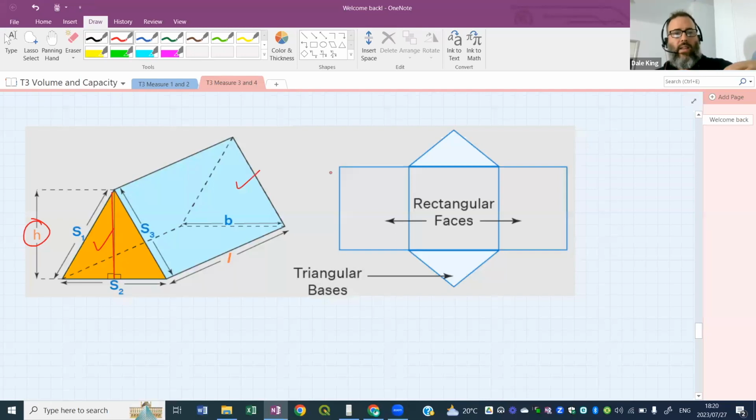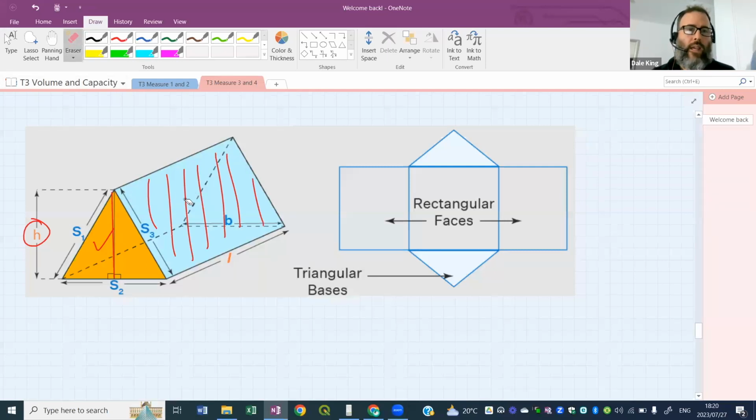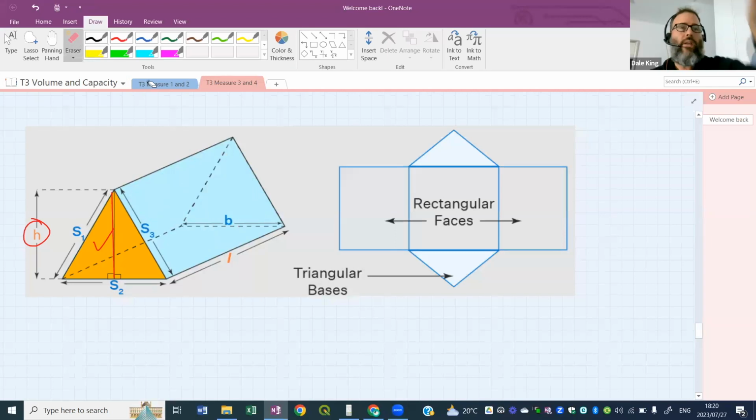Now, the sides of the triangular prism. I don't know if you can see it, but we've got a rectangle, right? This blue shaded 2D shape here is a rectangle. Not only do we have a rectangle there, we've got a rectangle on the other side. There it is there. There's another rectangle. Not only that, we've got one at the bottom.